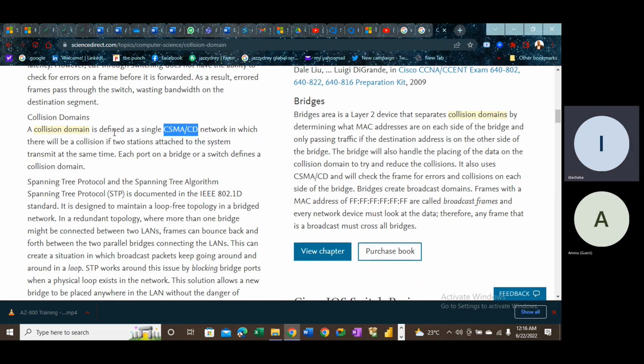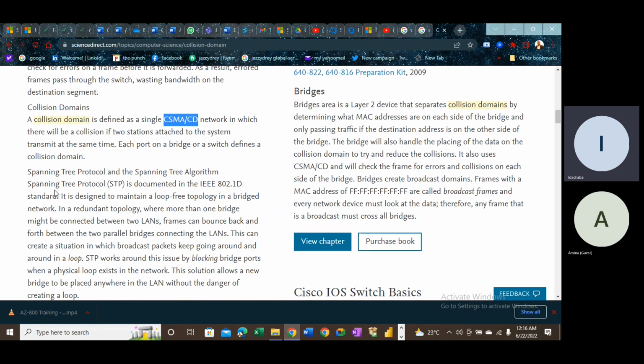So your collision domain is defined as a single CSMA/CD network in which there will be a collision if two stations attached to the system transmit at the same time. So each port on a bridge or on a switch defines a collision domain. I will explain that to you.